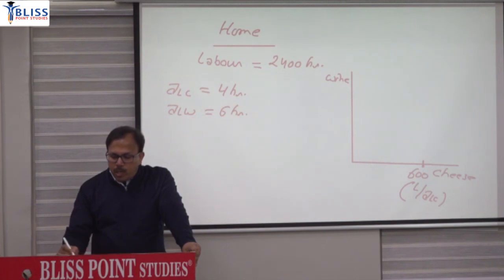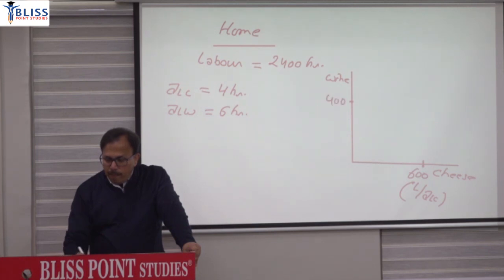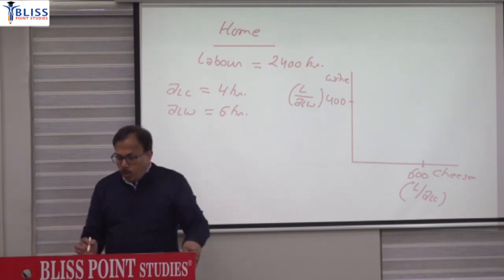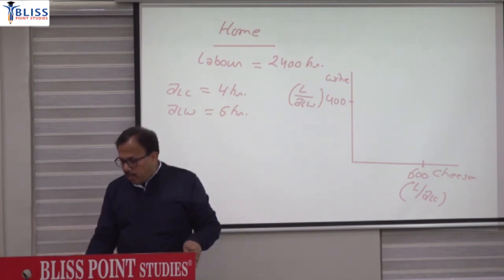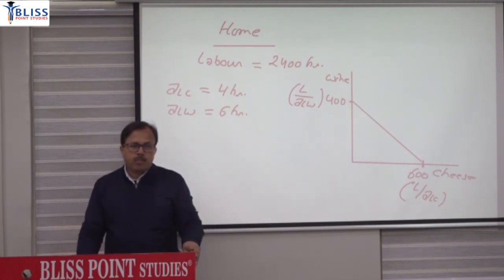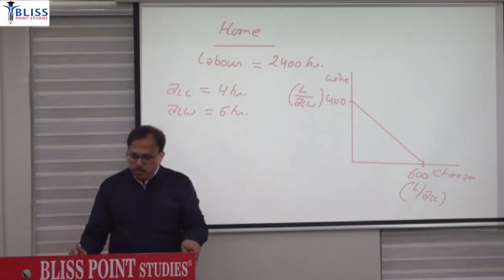So with 2400 hours you can produce maximum 400. ये नंबर कैलकुलेट कैसे हुआ, लेबर डिवाइडेड बाई ALW. Mark both corners and then connect it with a straight line.